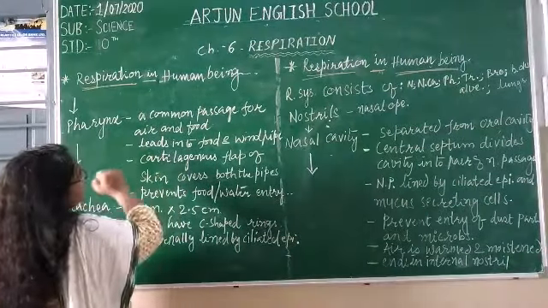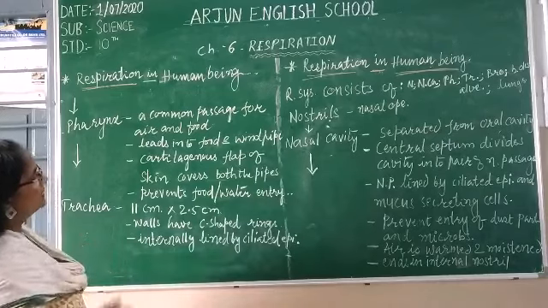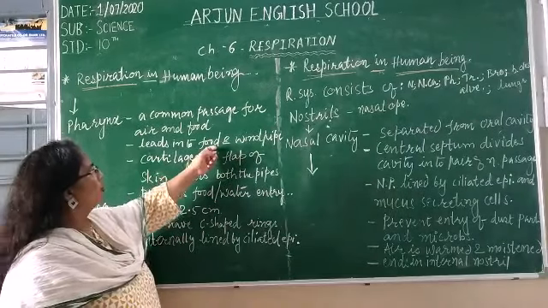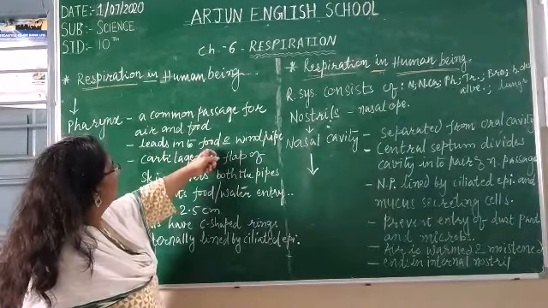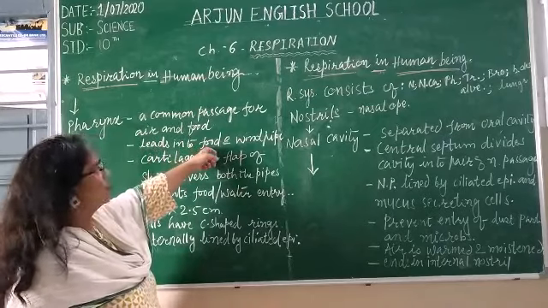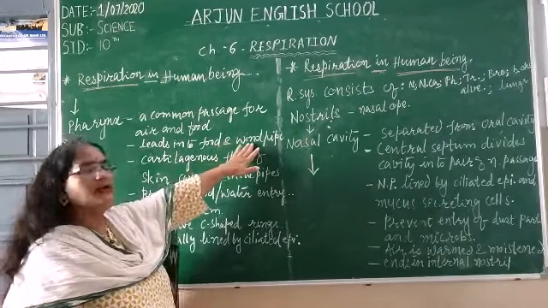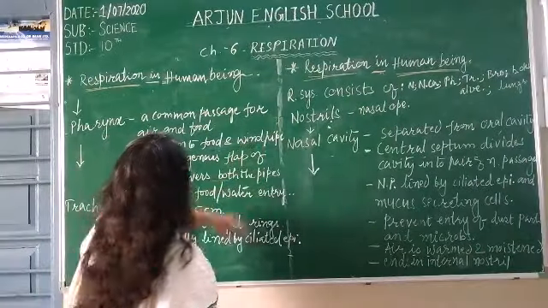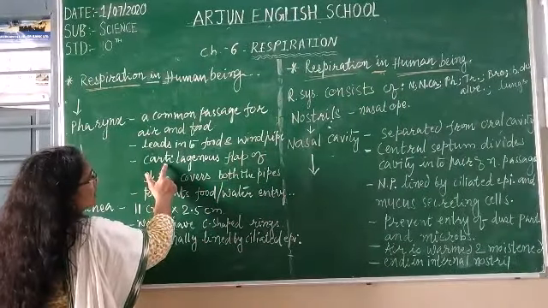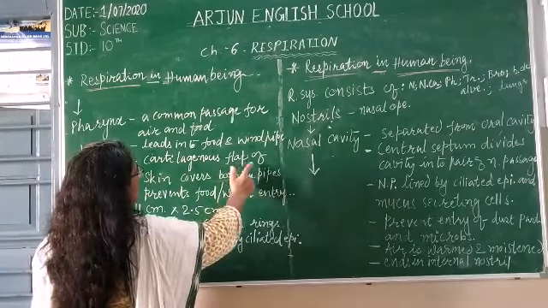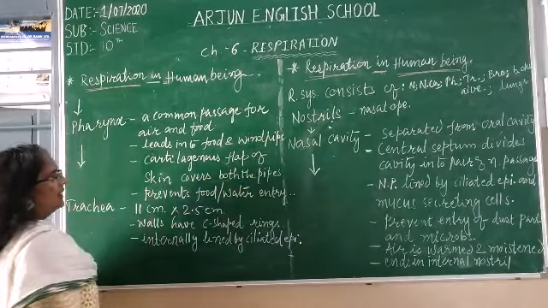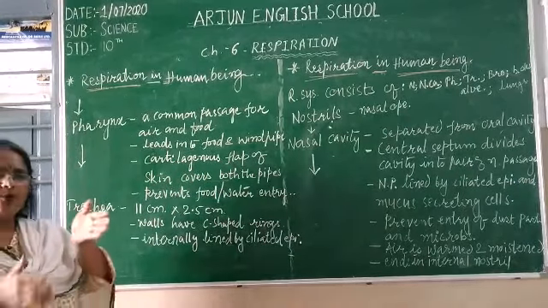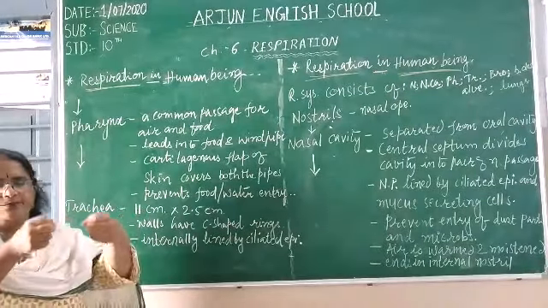Now, what prevents food from entering into the windpipe? That is the main thing here. There is a cartilaginous flap of skin which covers both the parts.